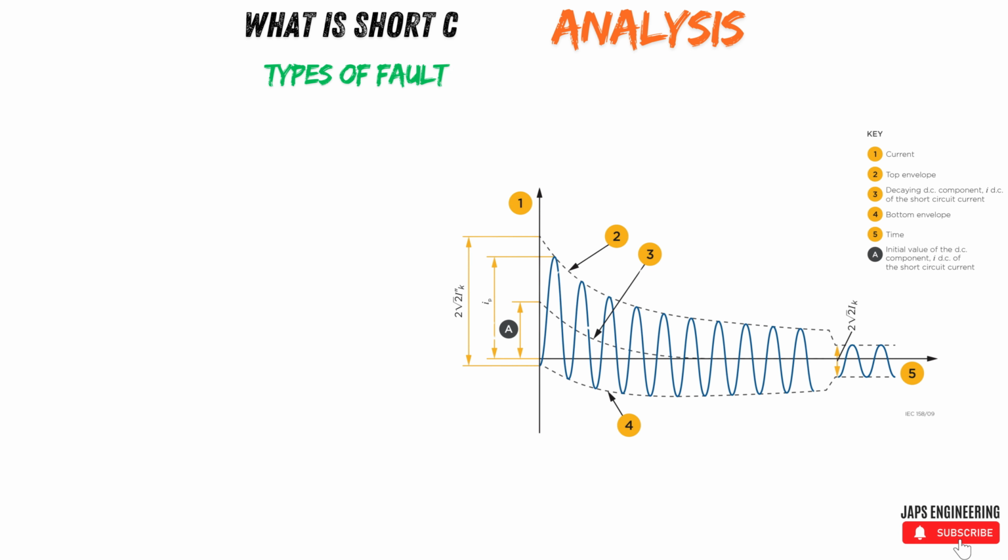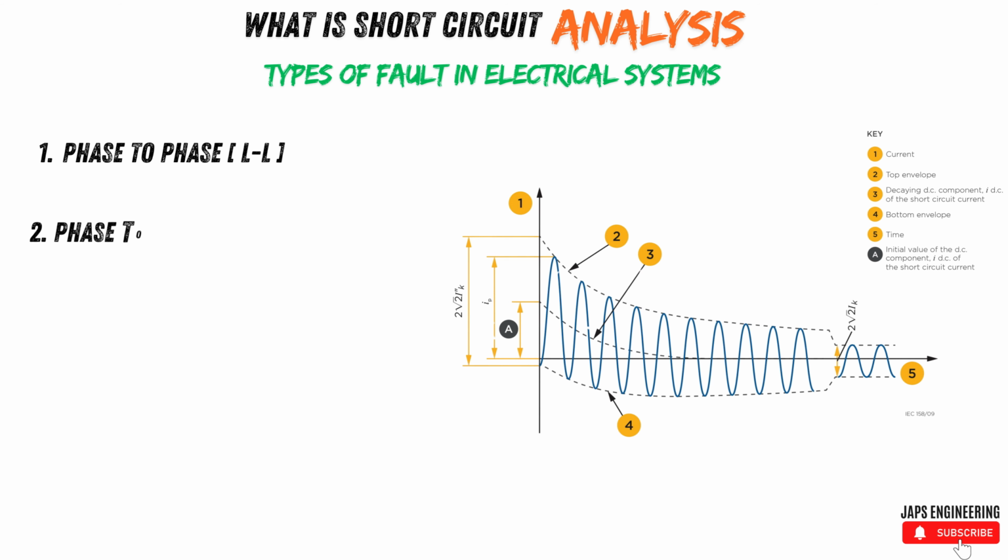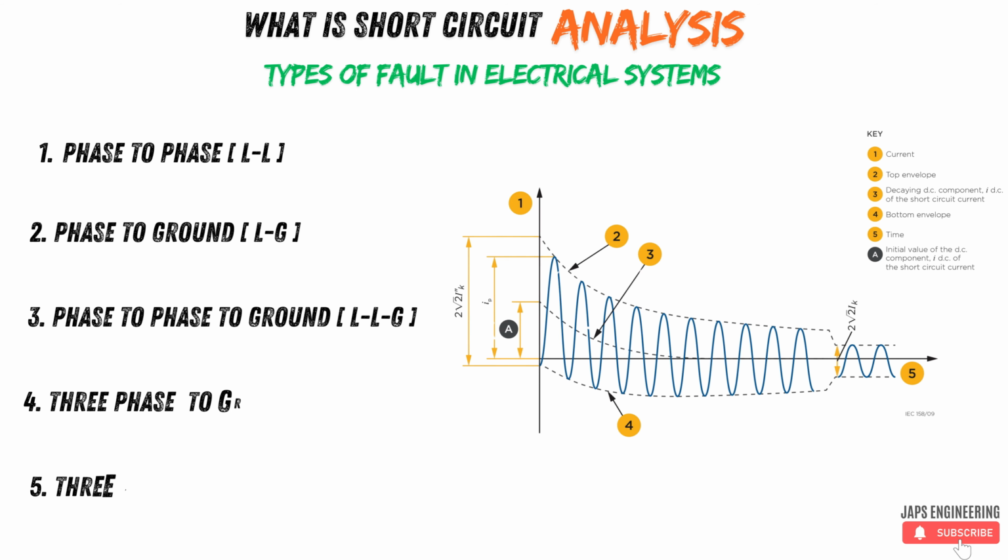Stay tuned. What is short circuit analysis? Short circuit analysis is one of the most fundamental studies in power system engineering. It is the process of calculating current, voltage, and power levels that occur in an electrical system when a short circuit or fault happens. A short circuit is an abnormal connection of very low impedance between two points of different potential in a circuit, such as between phase to ground, two phase to ground, three phase to ground, or all three phases together.